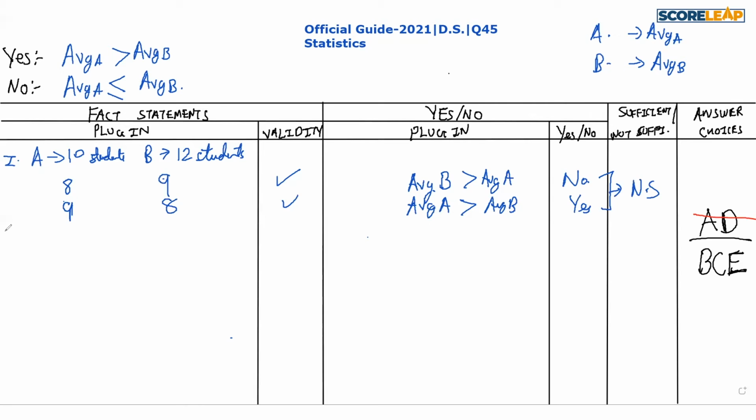Let us check statement 2. Statement 2 says that of the test, the highest score was achieved by a group B student and the lowest score was achieved by a group A student. So here, we don't know the number of students in group A or group B. So this is clearly not sufficient to answer our problem. Why? Because by knowing the lowest and the highest score only, we cannot judge whether the average of group A will be greater than or less than group B.